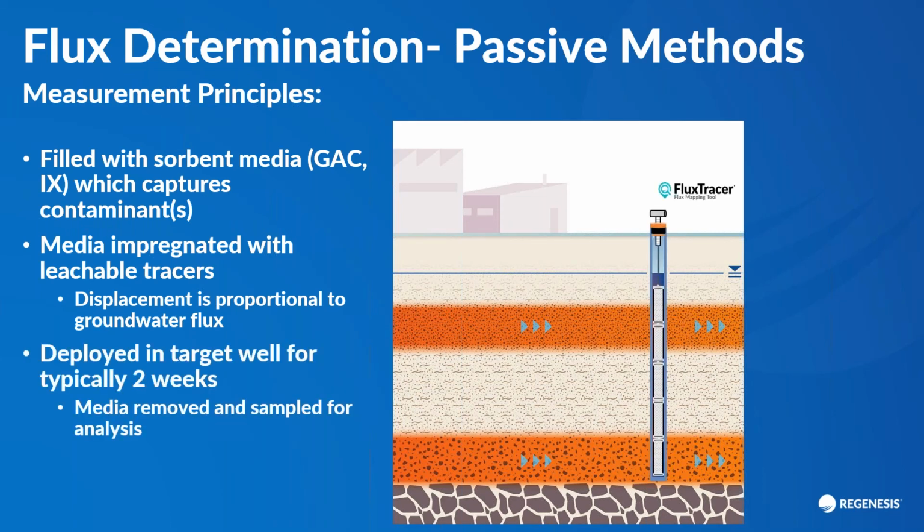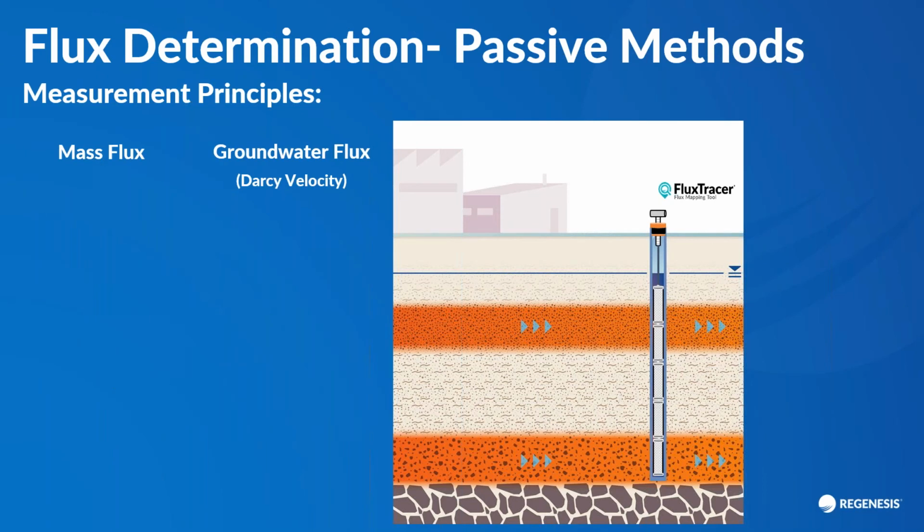And so the device is then put into a target well for typically 2 weeks. That's the length of time that we like. You can see here in the image on the right, this is an example of one of our flux tracers that's been deployed. And it sits in the well for 2 weeks, so we've got the opportunity for our contaminants that are moving through our zones of the aquifer to start accumulating on the device, while simultaneously our tracers are being displaced that we'll then later use to measure how much groundwater flow was passing through those zones.